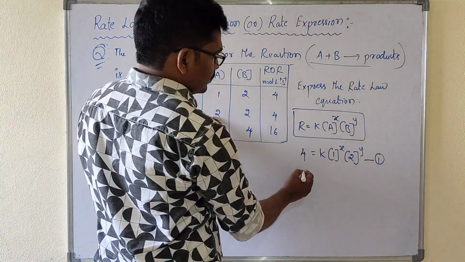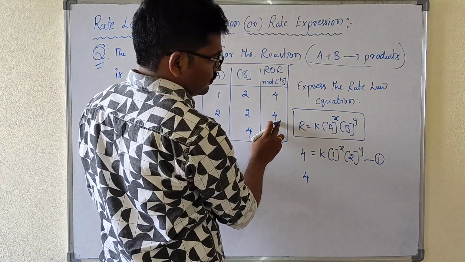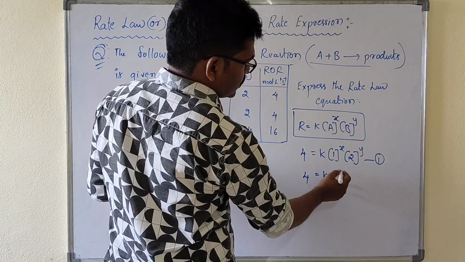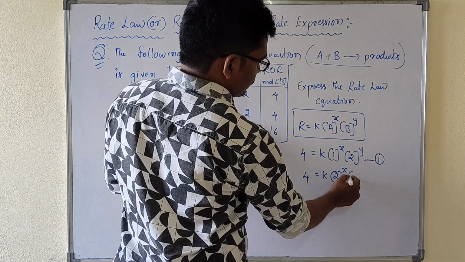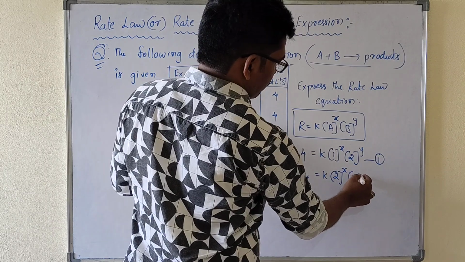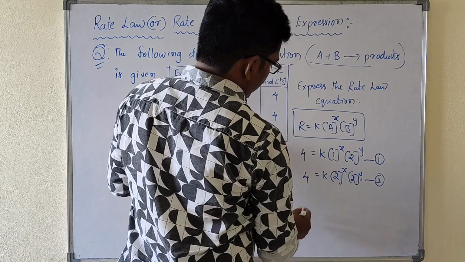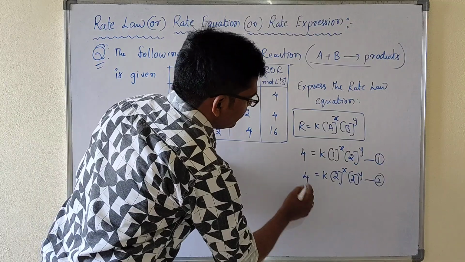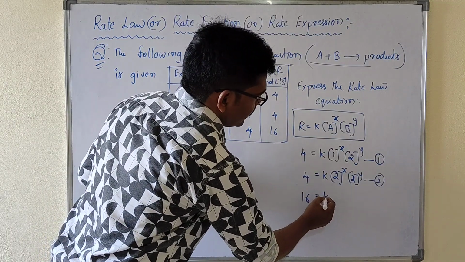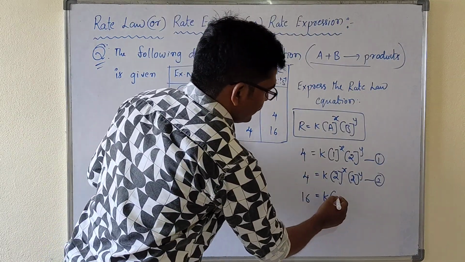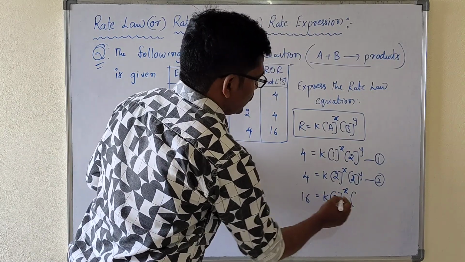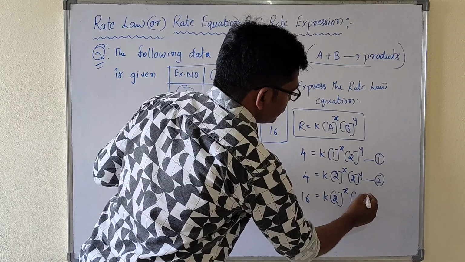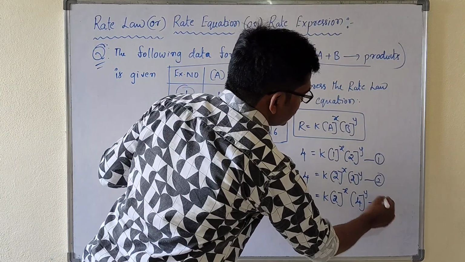Then equation number 2, so again the rate of reaction is 4, which equals k into a value, how much is there, 2, then b value, how much is there, 2. So 2 power y, this is equation 2. Then the last one, the rate of reaction is 16, then k, a value 2 is given, that is power x, then b value 4 is given, that is power y. This is equation number 3.